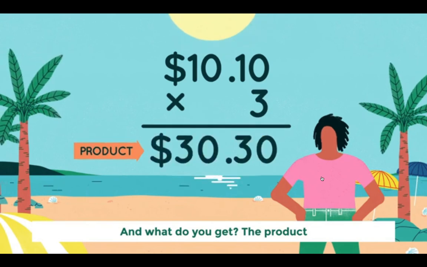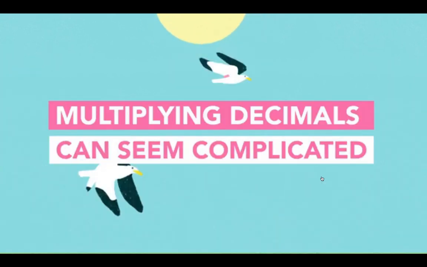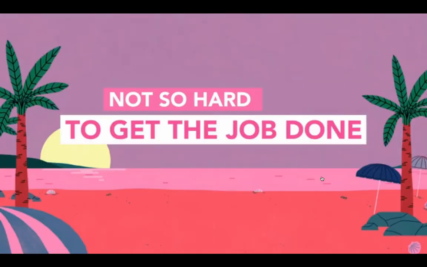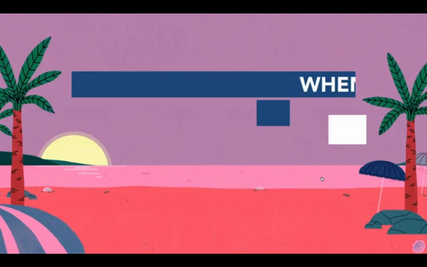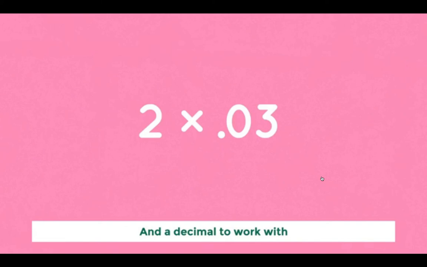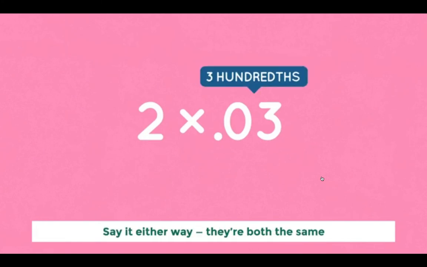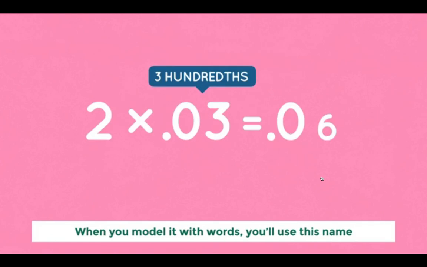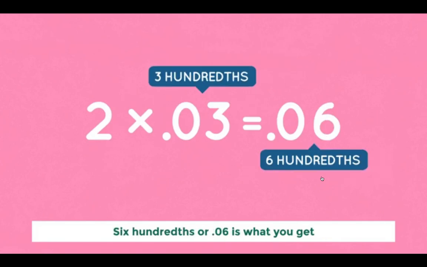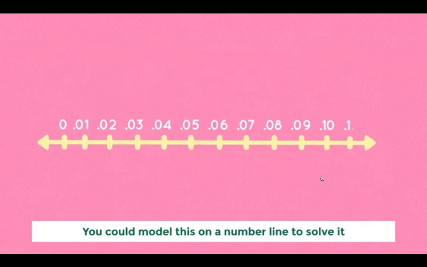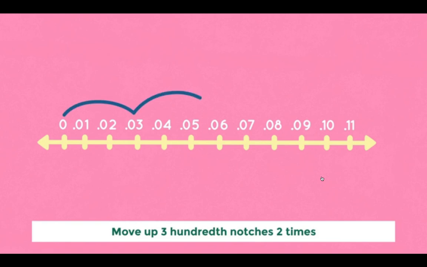Multiplying decimals can seem complicated, but these strategies hopefully will make it not so hard to get the job done when you're working on solving math problems. Here's a whole number and a decimal to work with. 2 times 0.03 or 3 hundredths. Say it either way, they're both the same. When you model it with words, you'll use this name. 6 hundredths or 0.06 is what you get. You can model this on a number line to solve it. It looks kind of tricky, but let's give it a try. Move up 3 hundredths, not just 2 times.